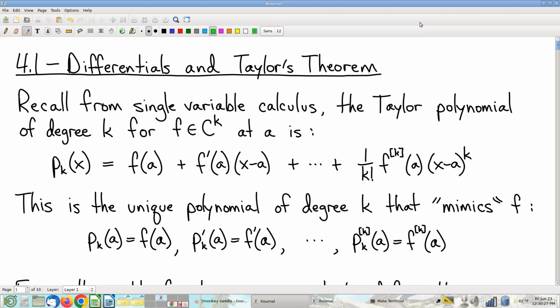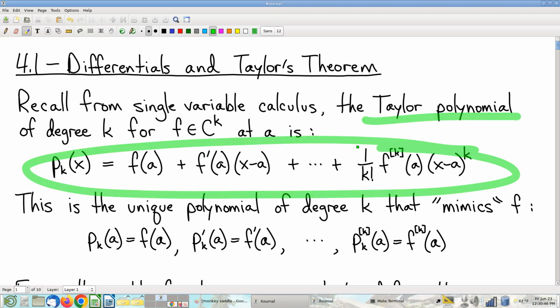So here we go. Section 4.1. This is a quickie. There's a bunch of stuff in section 4.1. Again, y'all have already seen. I'm not going to spend class time on single variable Taylor polynomials. That's in the prerequisite trail for this course. So make sure that you know about Taylor polynomials.